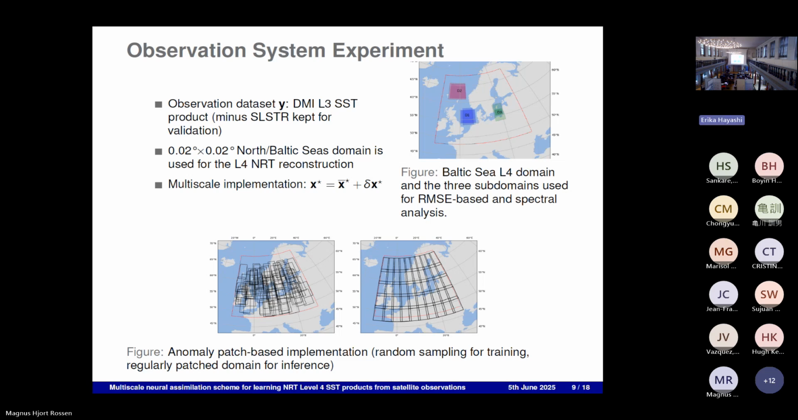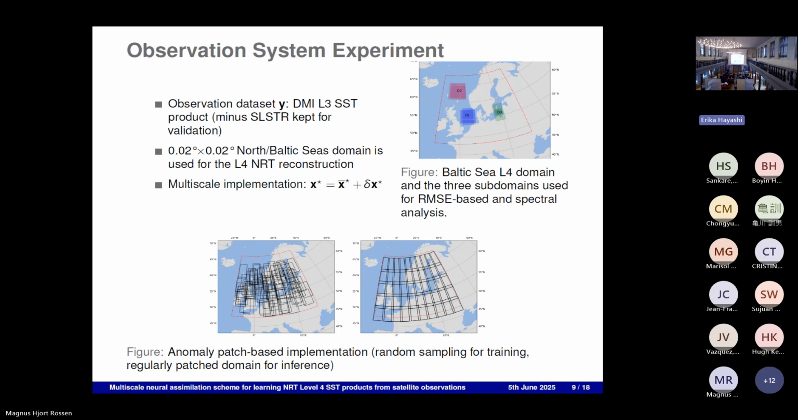So I will work on some use case here. As I said before, it's a Baltic SST near real-time product delivered by DMI, which runs an optimal interpolation scheme. And we built some sort of experiment in which we kept the SLSTR satellite observation for validation and used the other satellites available in the L3 product to build the near real-time reconstruction. We target a quite high resolution at 0.02 degree over the entire North Baltic Sea, which can raise some issues for AI methods because it can be quite huge considering a specific assimilation window.